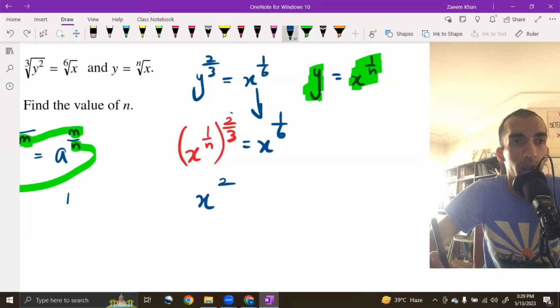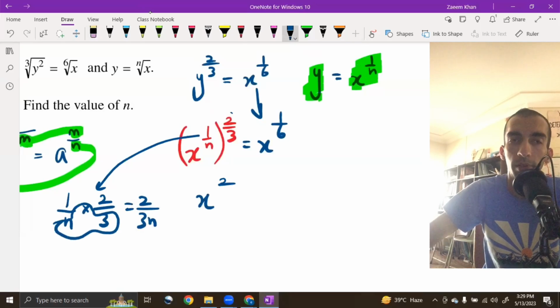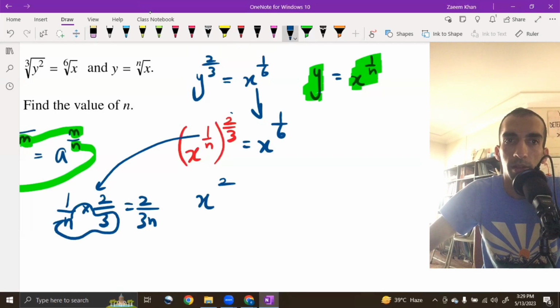Not quite. I can rearrange it. Let me write it down again for you over here. 1 over n times 2 over 3. If I were to multiply these, the numerator gets multiplied with the numerator, that becomes 2. The denominator gets multiplied with the denominator, that becomes 3n. Simple. Does that make sense? So you've already helped me write down the 2. What am I going to write in the denominator? 3n, that's it. And on the other side, we've got x raised to the power 1 by 6.